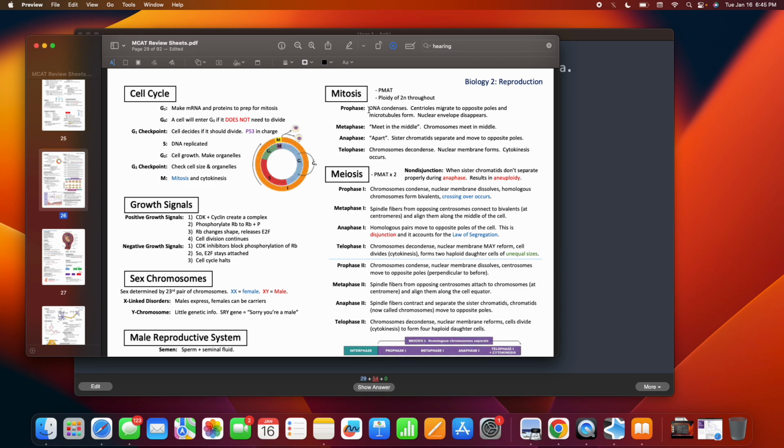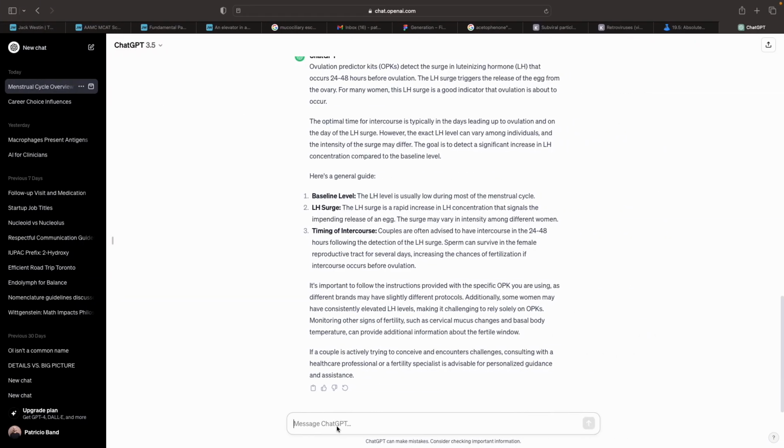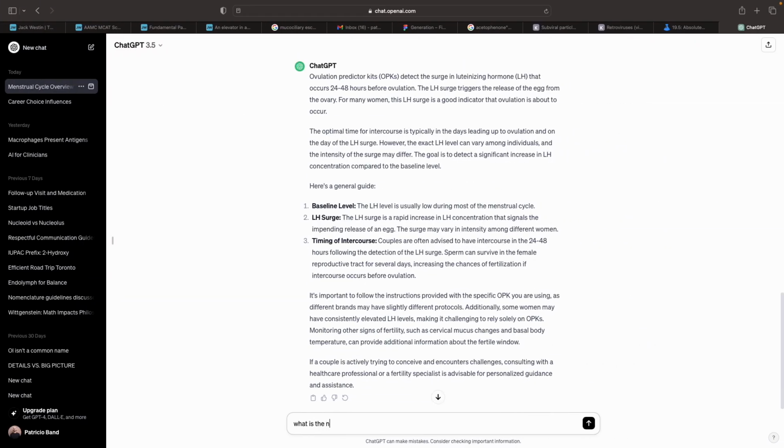During metaphase, you meet in the middle. The chromosomes meet in the middle. So what was the nuclear envelope? I think it's the membrane around the nucleus, right? What is the nuclear envelope?